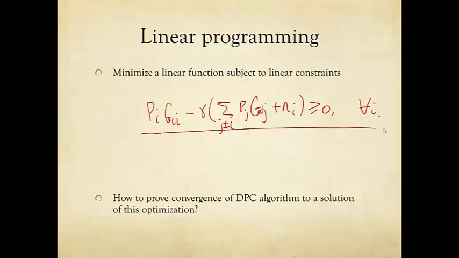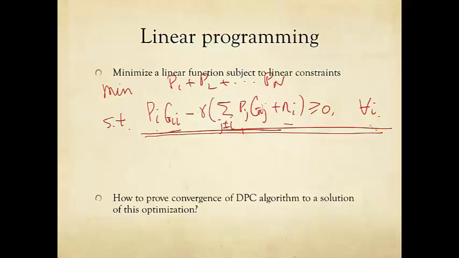What kind of function is this in our variable? Remember, G and n and gamma are constants. The only variable is p. Well, this is just some number multiplied by p_i. This is just some number multiplied by p_j, and this doesn't even depend on the p's. So this is actually an affine function, or we may say it's a linear function. So we are talking about minimizing a linear function, p1 plus p2 up to pn, subject to the constraint, which is also a linear function in our variable p.